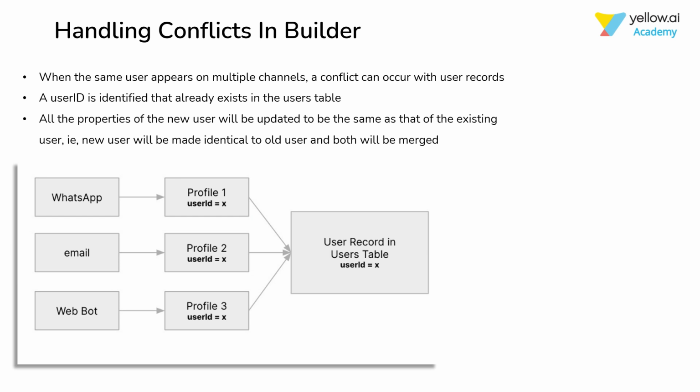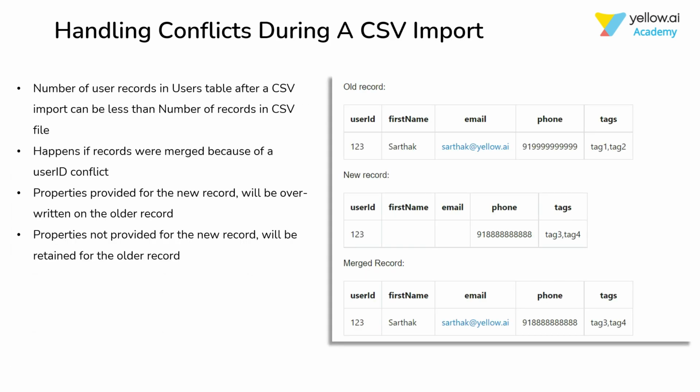In such cases of conflicts, the captured user data is seamlessly merged with the existing user profile in the platform. The same merging strategy is followed in case of a user conflict arising during a CSV import. In cases where the value was not available earlier, the newly captured value is updated in the existing user profile against the corresponding property name. Properties provided for the new record will be overwritten on the older record. Properties that are not provided for the new record will be retained for the older record.